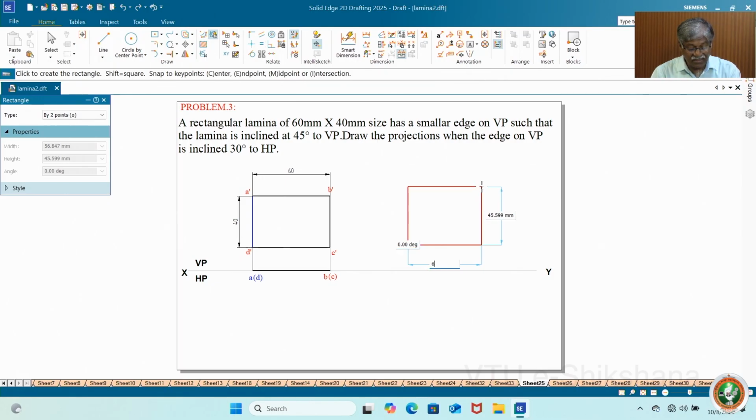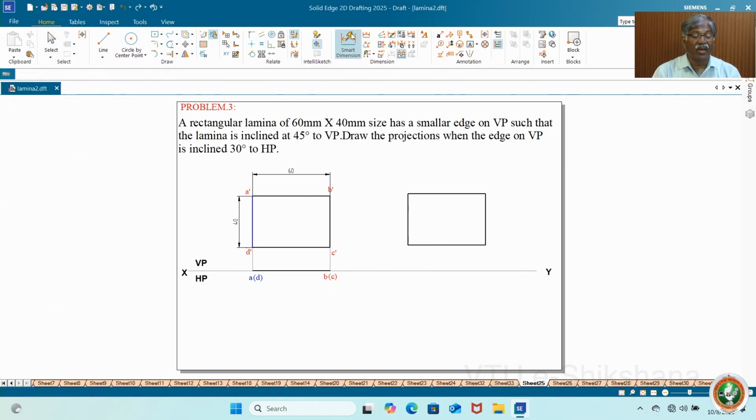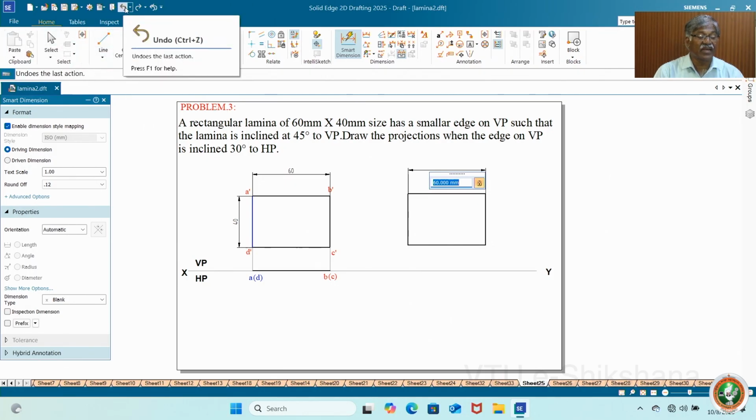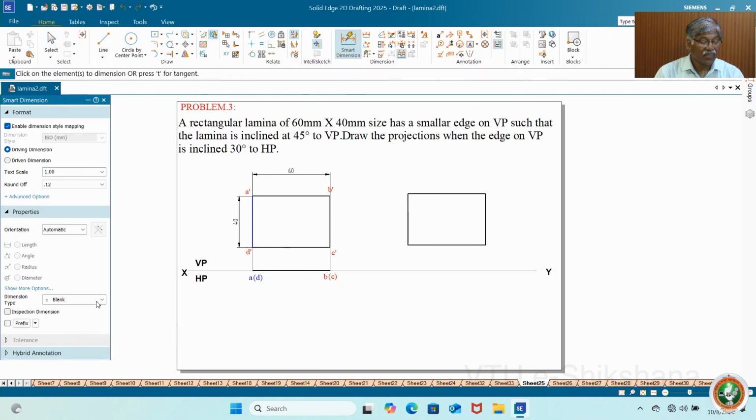Now it is 60 and the blue color for vertical line is 40. Try to see that it is correct. Sometimes it may vary, you check again. Now the smart dimensioning you take and then work out whether it is correct or not. Here kept blank for that. Now you take nominal normally. Now this is 60, this is 40. That is how you can create.